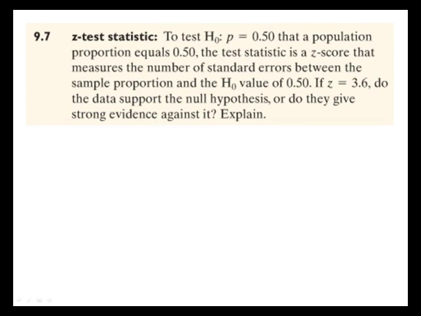Here is a question about test statistics. Let's suppose that our null hypothesis is that the proportion of the population equals 0.50. The test statistic is a z-score, like we talked about, that measures how many standard errors you are from the mean, or in this case, the population proportion, with your actual data. And here, our z-score is 3.6. So what would we say? Do the data support the null hypothesis, or do they provide strong evidence against the null?